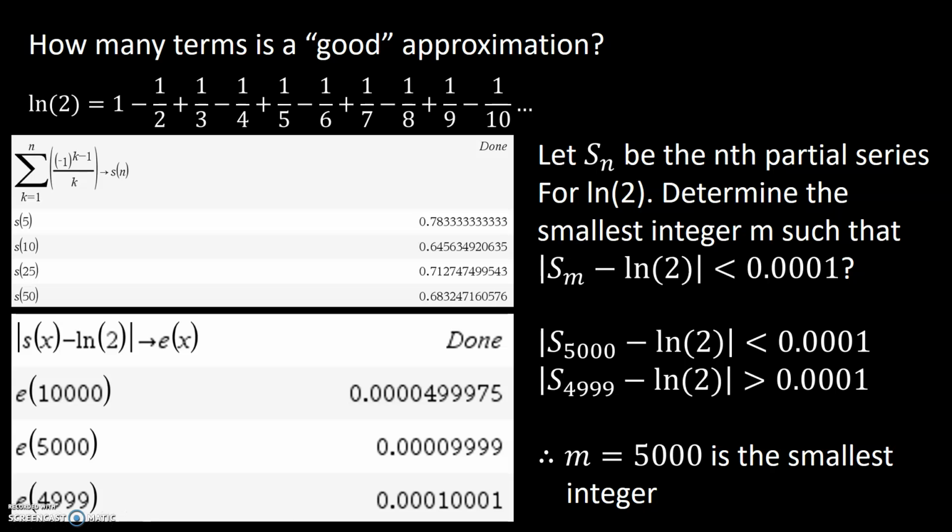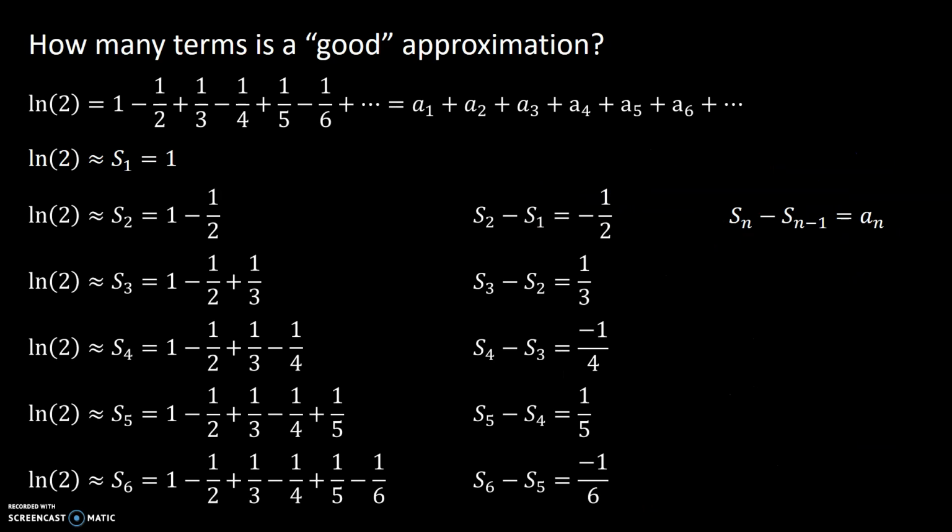But of course, we don't always have access to technology. And the question comes to, if you do not have a calculator, what is the most accurate that you could guess as the number of terms required? And that's where the alternating series error bound comes in.